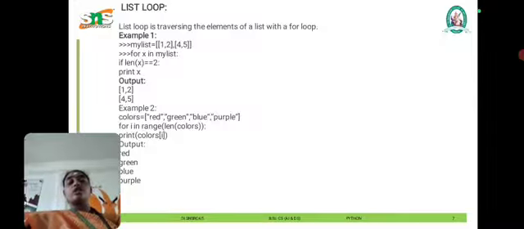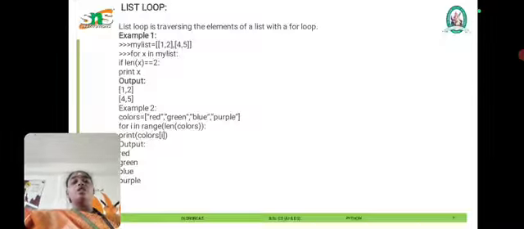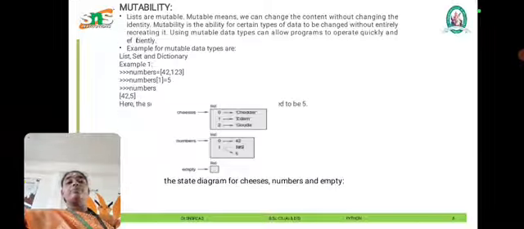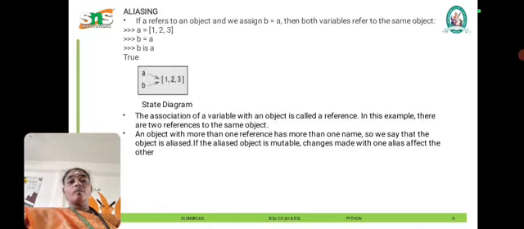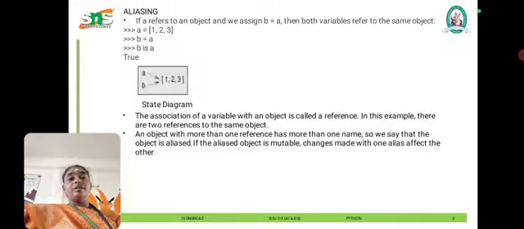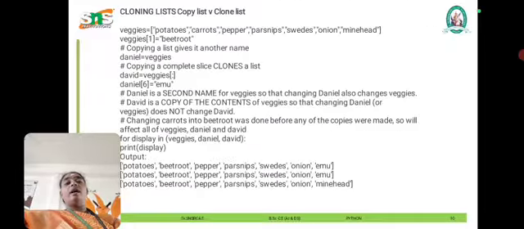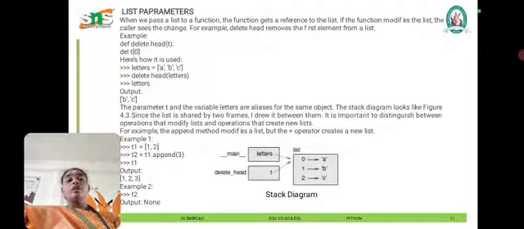Looping over a list uses a looping statement, that is for x in my list. If len of x equals 2, the content is checked against the condition and the output is displayed. Similarly, they use strings: red, green, blue and purple. Mutability: a list is mutable. Analyzing swapping two numbers: a equals value and b equals a. Now the value is assigned. The list parameter is immutable.